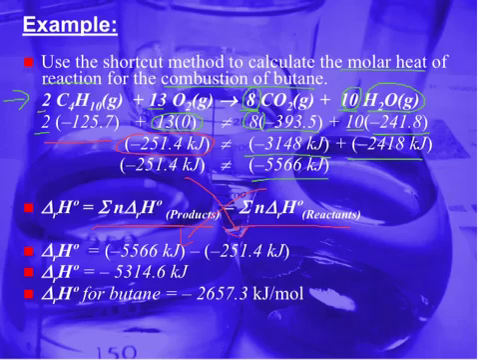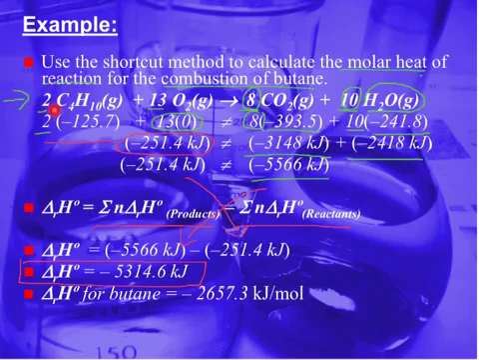We add it all up. The enthalpy for our reaction is negative 5,314.6 kilojoules. However, we want to find the molar heat of combustion for butane, and because we used 2 moles of butane, we have to divide our final answer by 2 to get negative 2,657.3 kilojoules per mole of butane.